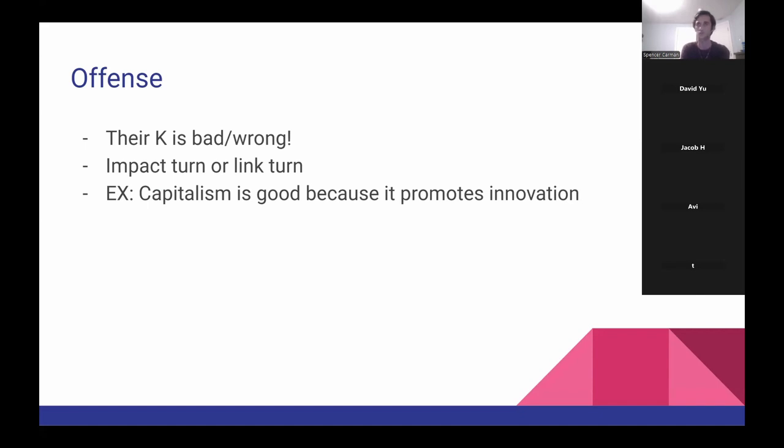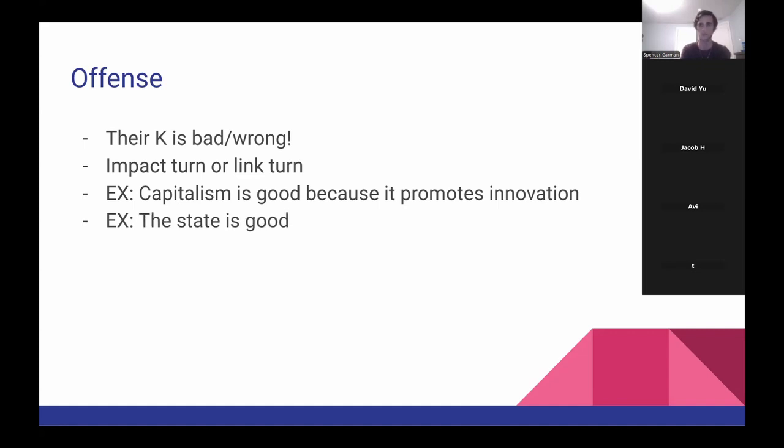You could say that capitalism is a reason why tons of people have been lifted out of poverty. And a key one here that a lot of people go for is in terms of the environment, saying that capitalism can actually solve back for environmental damage through green technology and innovation.